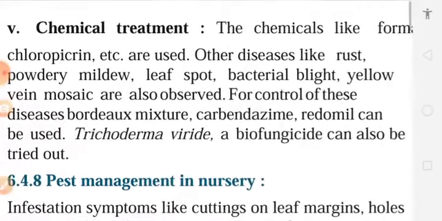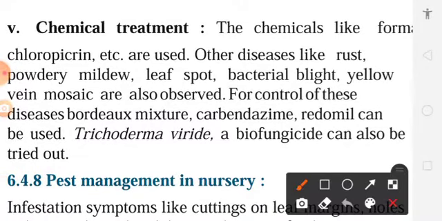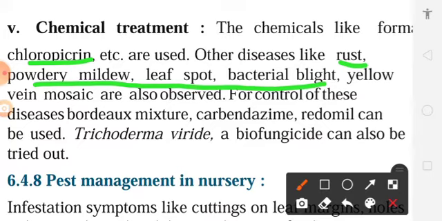This chemical treatment can be done using chloropicrin, and to control other diseases like rust, powdery mildew, leaf spot and bacterial blight, many diseases can be controlled by using Bordeaux mixture. This Bordeaux mixture is the most important chemical that can be made by farmers on their farm by proper mixing of copper sulfate, lime and water. The proportion of copper sulfate, lime and water in Bordeaux mixture can be increased or decreased.